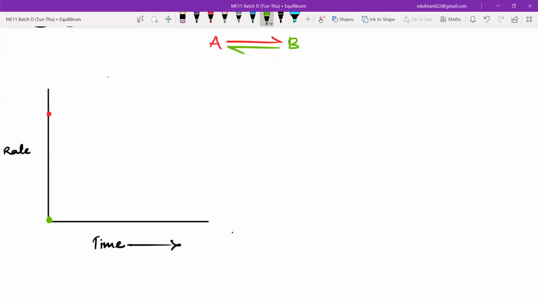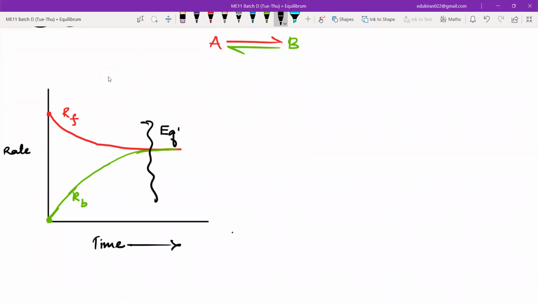Now, as time passes, more and more B will be produced and the rate of backward reaction will increase. As the concentration of A is decreasing because A is getting converted to B, the rate of forward reaction will decrease slowly. There will be a time in which both of them become equal. This is the rate of forward and this is the rate of backward. They will become equal, and we will say that this is the equilibrium state, in which the rate of forward reaction is equal to the rate of backward reaction.